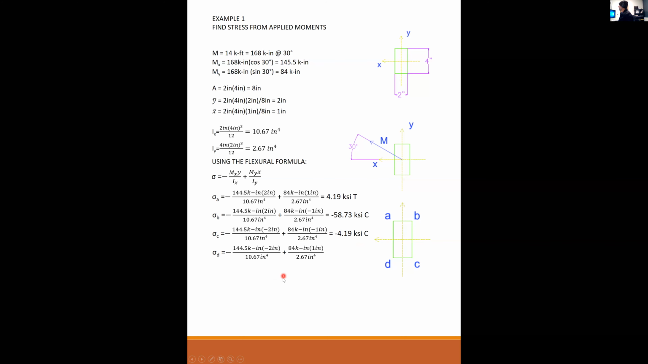And lastly, I have my D point, where all these terms remain constant, but my y is 2 inches down, and my x is 1 inch in the positive. So the 2 is negative, the 1 inch is positive. That gives me a positive 58.73 KSI in tension. I'm going through this rather rigorously, but I want to make sure everybody is really keying in on how you find the value of y and how you find the value of x as you move around the section.